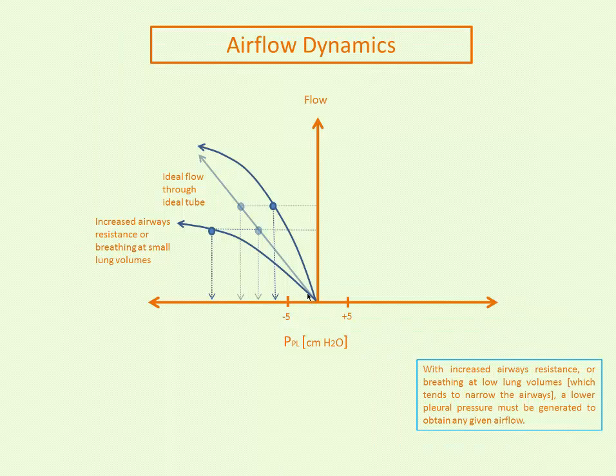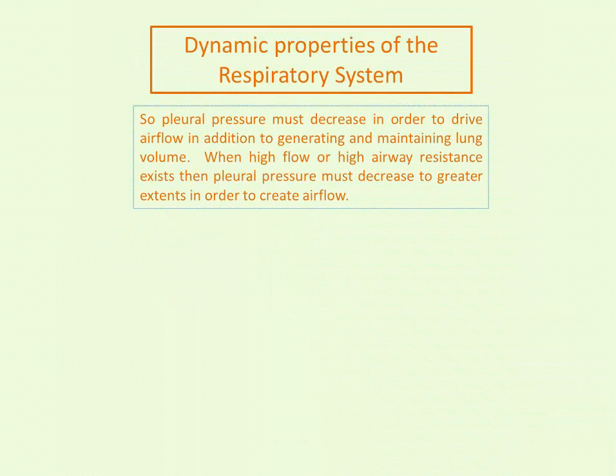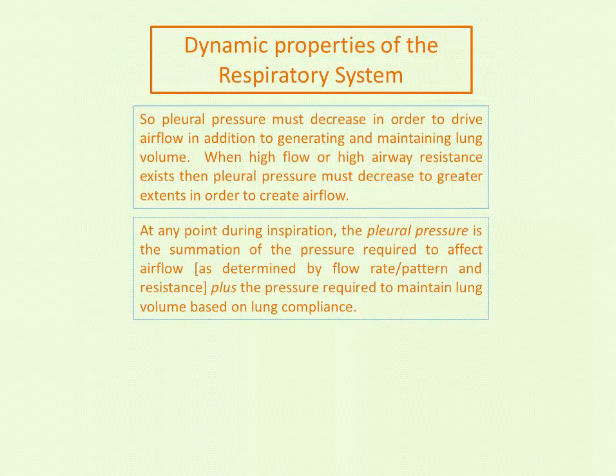But it's important to realize that in states of increased airways resistance, increased turbulent or transitional flow, a greater pressure differential must be generated in order to drive gas flow. So, to recap, pleural pressure must decrease in order to drive gas flow in addition to generating and maintaining lung volume, which was part one of this talk. When high flow or high airway resistance exists, then pleural pressure must lower to a greater extent to create airflow.